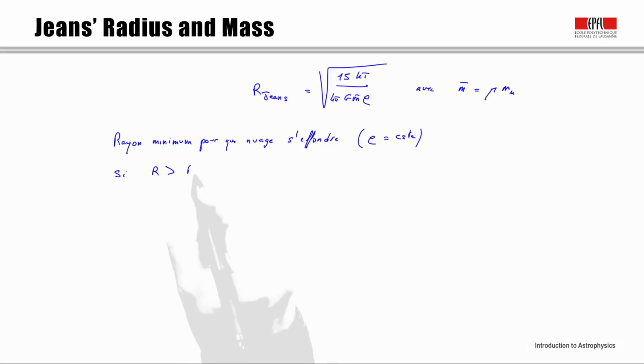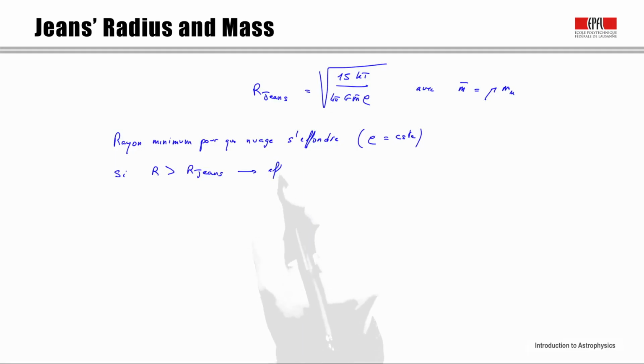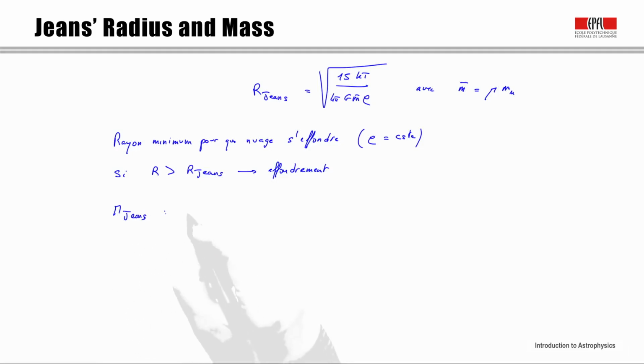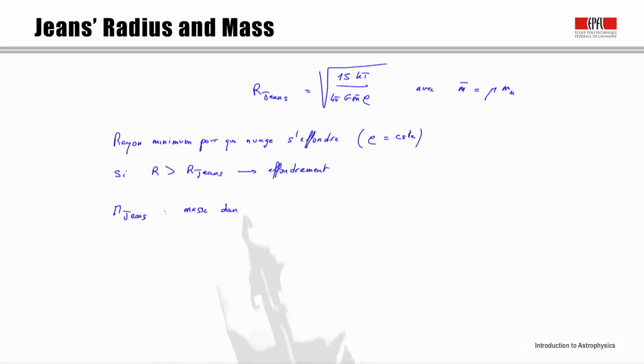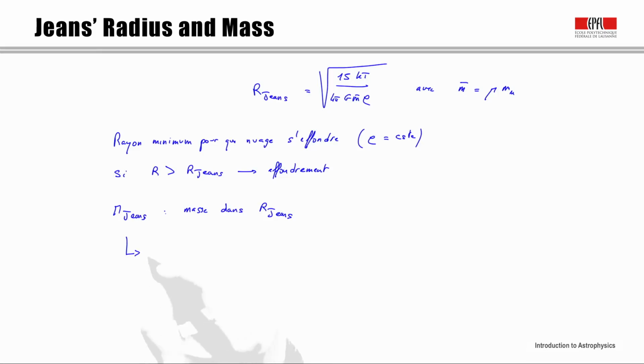If R is bigger than Jeans length, then we have a collapse. A star can potentially form from such a collapse. There is some mass contained within Jeans length, which allows us to define Jeans mass: the mass inside Jeans length. It is the limit mass before the collapse of a cloud of a given radius, Jeans length.